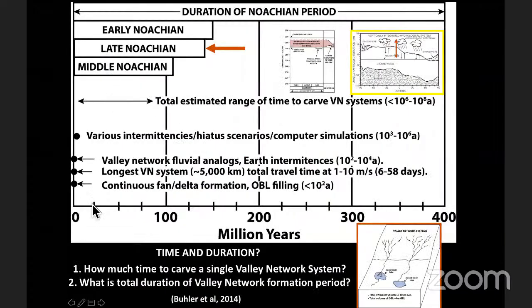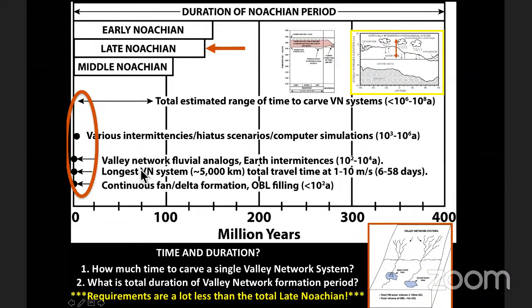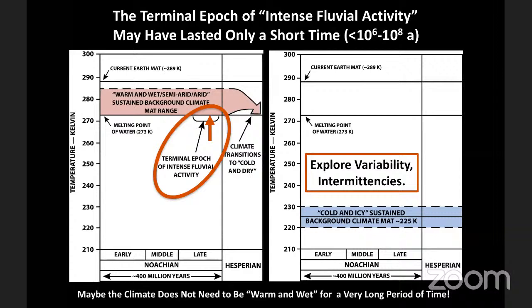When we do this, here's the Noachian, the 400 million years. And we plot here our estimates for the total estimated range of time to carve the valley networks: not 400 million, less than 100 million years, and then various intermittencies, valley networks, fluvial analogs, continuous fan delta formation, a whole series of different estimates here. From these, it's pretty clear that the requirements are a lot less than the total late Noachian, not just the total Noachian, but the total late Noachian. So maybe we don't have to have continuous activity. Maybe the climate does not need to be warm and wet for a very long period of time.